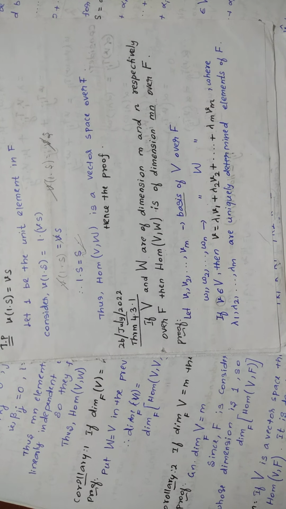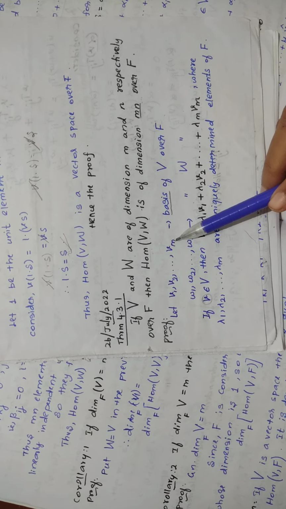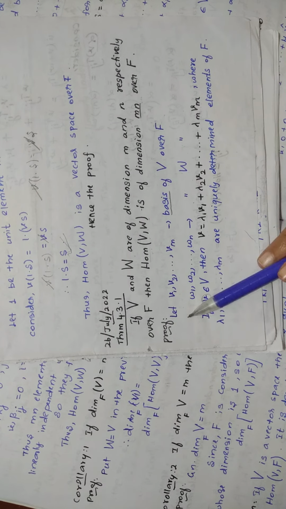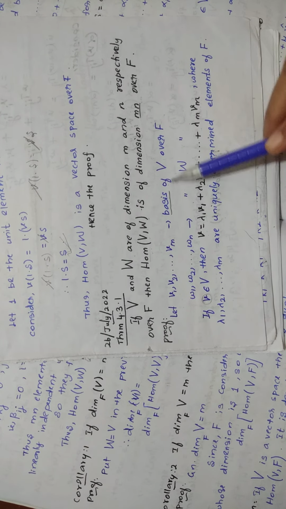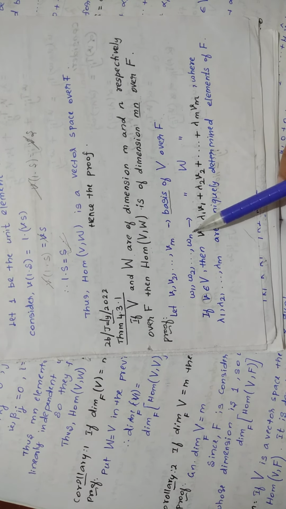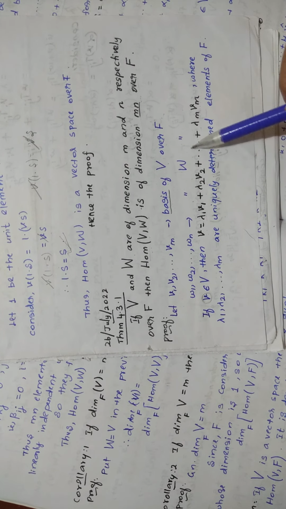To prove that, first you are taking the basis elements of the vector space V over the field F. So v1, v2, etc. vm, because V is a vector space of dimension m, right? That is why you are writing till m, vm. So let v1, v2, etc. vm be the basis of V over F, and w1, w2, etc. wn, because W is a vector space of dimension n. That is why you are writing till n, be the basis of W over the field F.